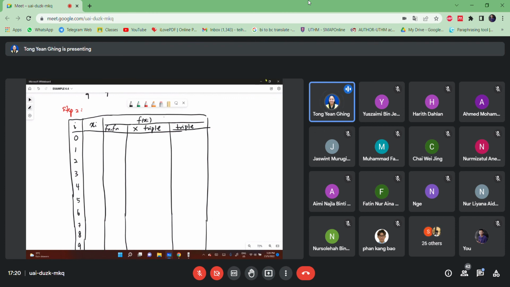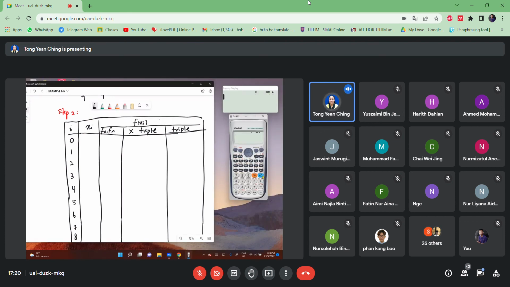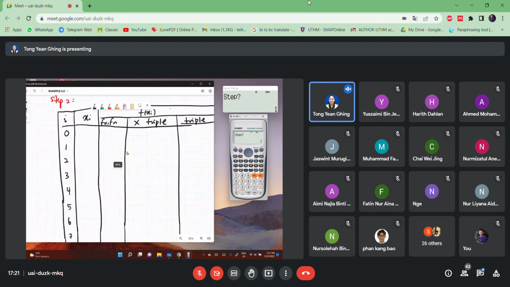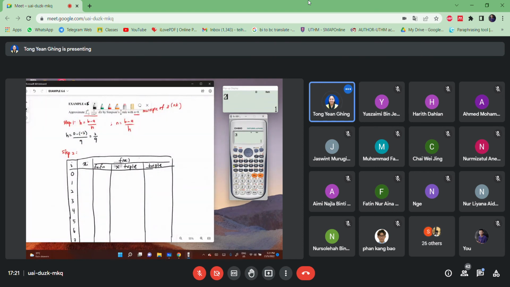Okay, so let's say I have a table, then I use the calculator, mode table 7. Same function as before, 1 over 1 plus e to the x, using shift and alpha x. I don't have another equation. Start from -2 until 0 with the step size. The step size is 2 over 9. Okay, so it will give you something like this.